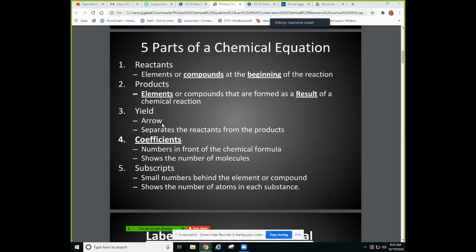The yields is the arrow. So when you see a chemical equation, there is an arrow, and it basically means equals. So when we add our reactants, it yields our products, or it creates our products. Okay, and then a review of coefficients and subscripts are listed.